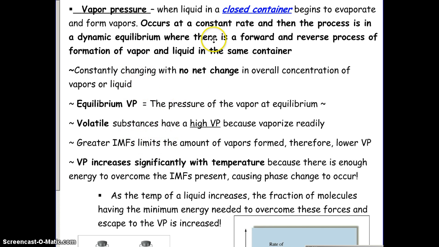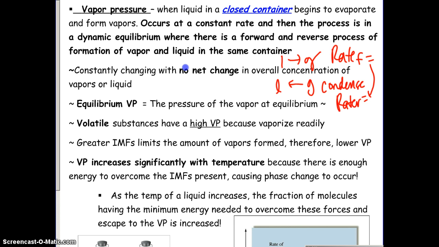Vapor pressure can only be measured when you have a closed container, because otherwise the vapors would leave and they would not create the pressure that you're looking for. So if you're talking about vaporization, you're talking about a rate of the forward reaction going from liquid to gas. Well, gas can also deposit or condense into liquid. So the rate of the forward reaction is going to then eventually equal the rate of the condensation or the reverse reaction. And once this point is hit, we call that dynamic equilibrium.